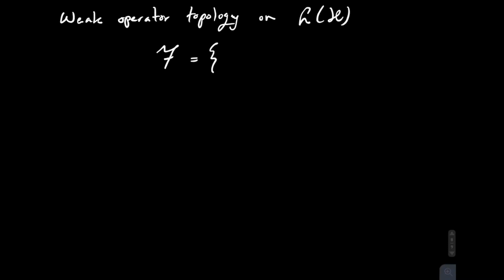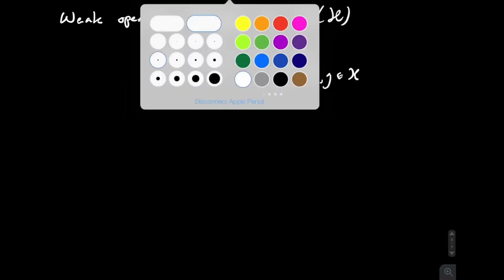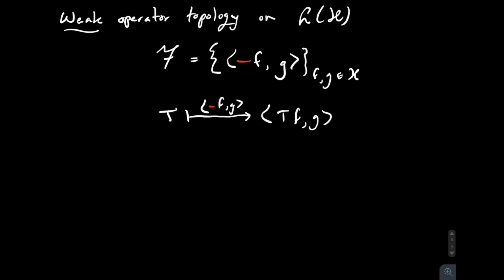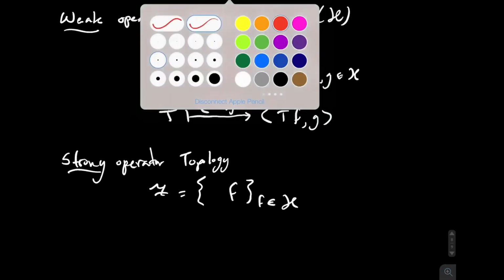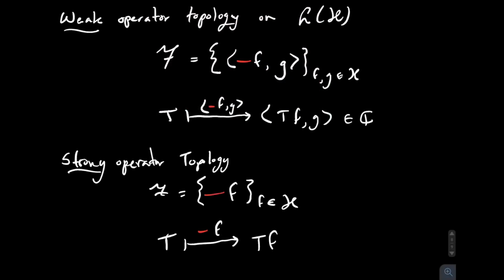Now, we define the weak operator topology on the bounded operators on a Hilbert space by taking F to be the family of functions indexed by f and g in H. What this function does is it sends T to the inner product of Tf and g. Now the strong operator topology, we're going to define it by taking F to be the family of functions indexed by f in the Hilbert space, and what this function does is it sends T to Tf.